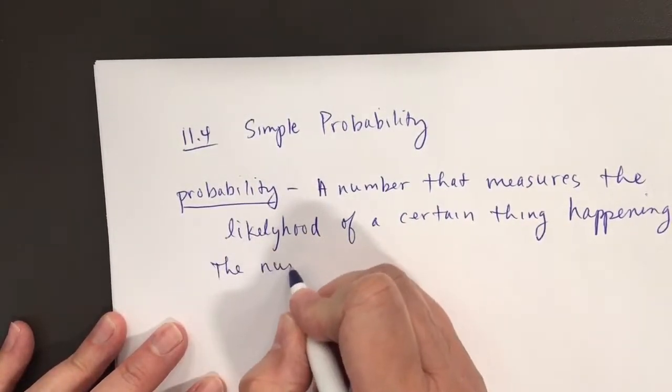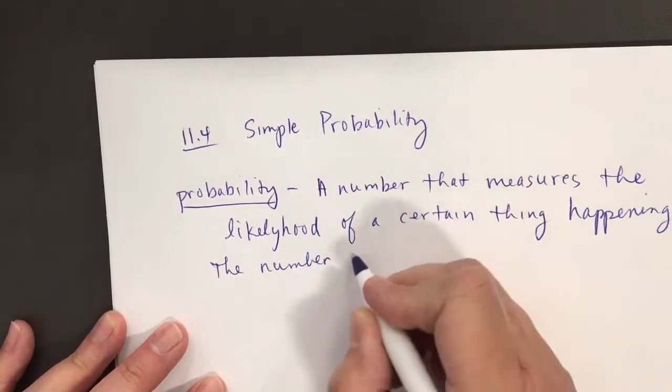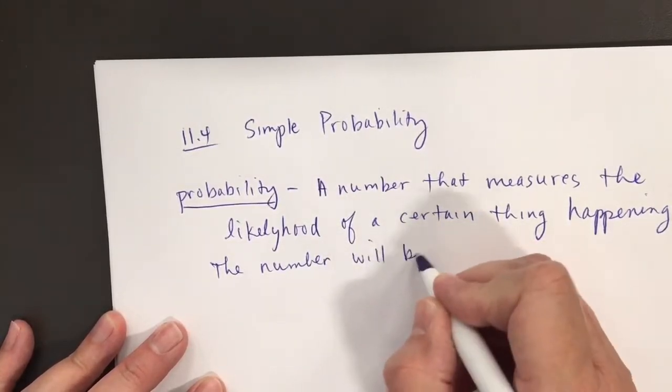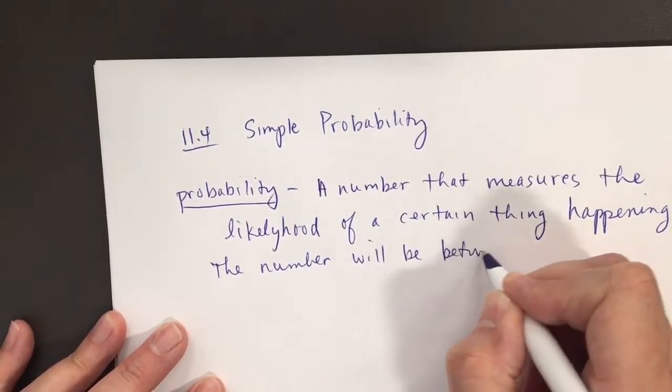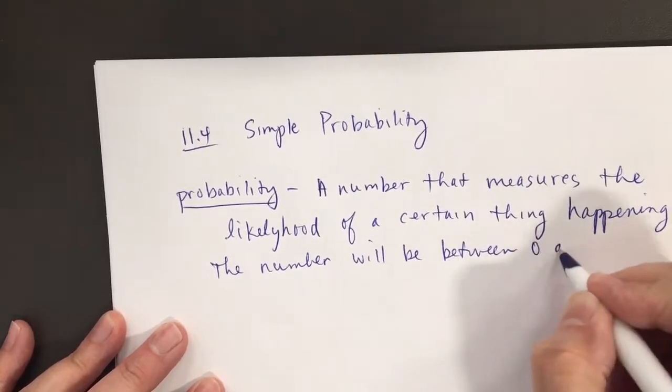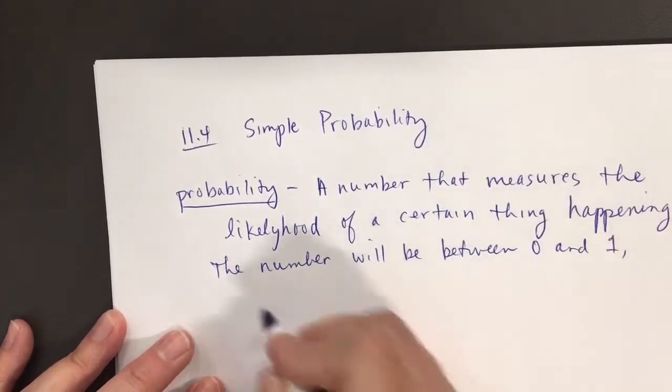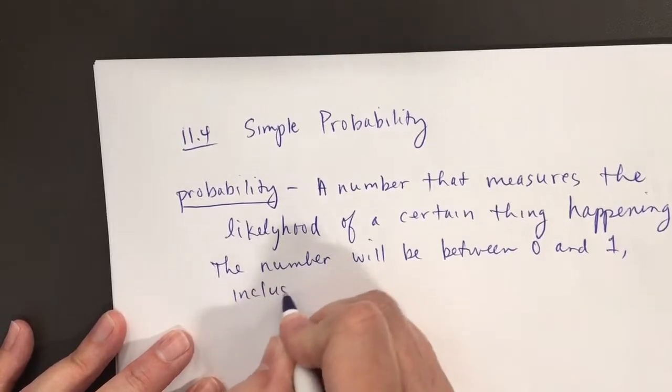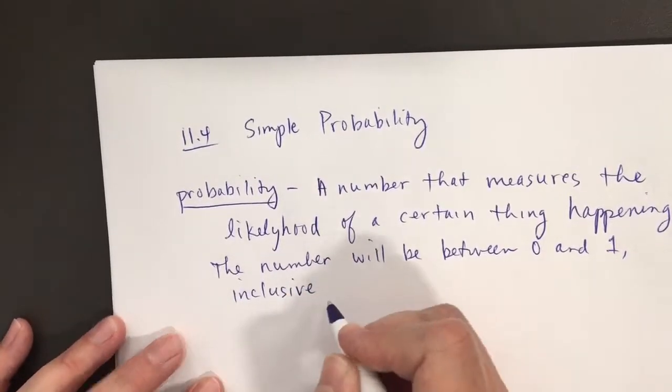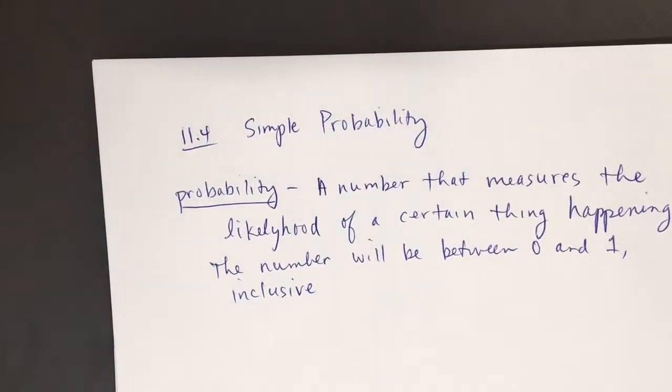The number will be between 0 and 1 inclusive. The word inclusive means it can include the 0 and it can include the 1.